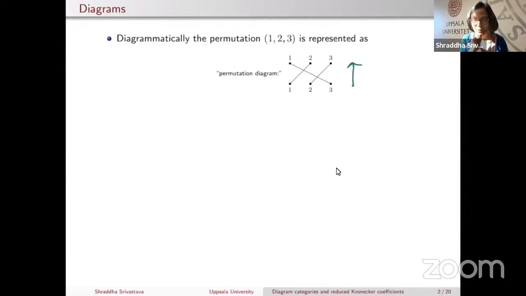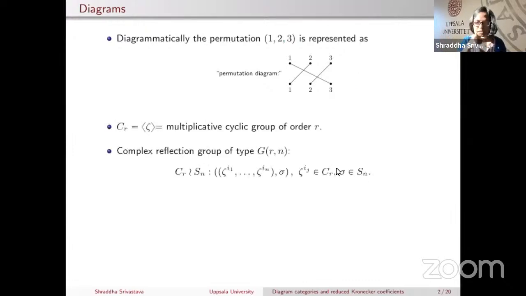So the symmetric group algebra, which has a basis given by the elements of the symmetric group, is a diagram algebra. And so we can ask what other groups there are whose elements we can draw as some diagram. In Ashi's talk, I think two months ago, we looked at complex reflection groups. So let C_r be the multiplicative cyclic group of order r, and zeta be a fixed primitive rth root of unity.